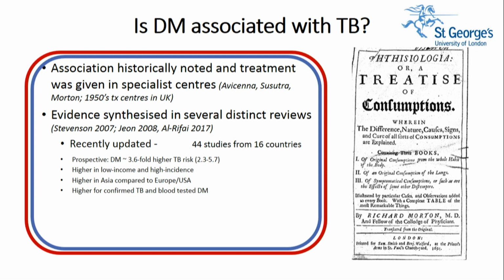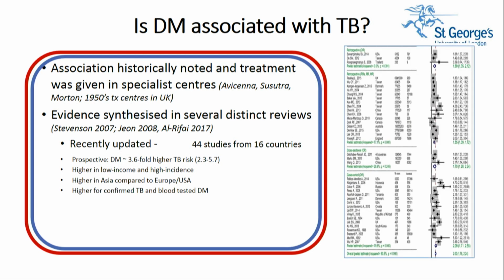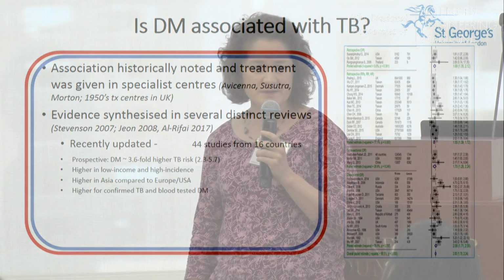Recently updated reviews have tried to actually summarize the strength of the association between diabetes and risk of developing active TB disease. So this is the most recent, 44 studies, 16 countries. They're mostly observational studies, prospective cohorts, case control studies, and they find about a doubling of the risk of TB for someone with diabetes. So of course this association is not as powerful as HIV and TB, but because so many people are living with diabetes, we think it's likely to be important at a population level.